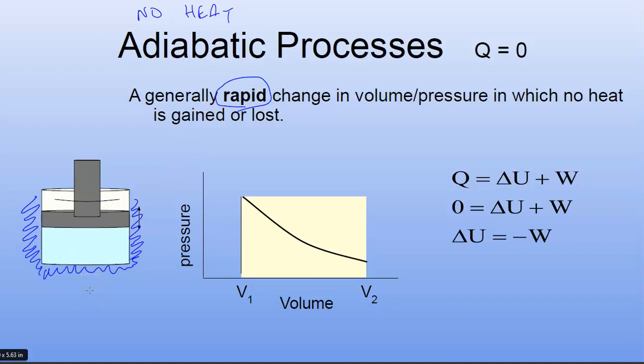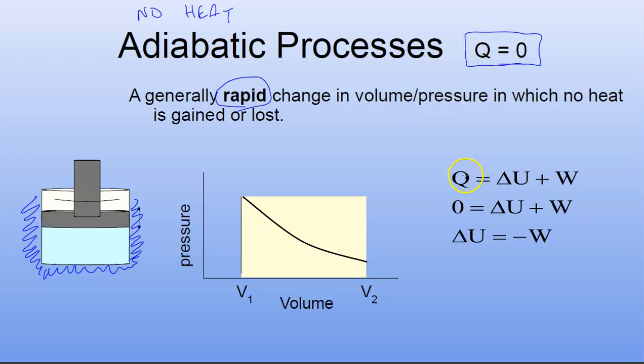So the isothermal happens slowly, and the adiabatic tends to happen quickly, or very well insulated. All right. Now all these are ideal cases, and real life is a little bit more messy than this, but these are the four we want to look at. Okay. Q equals 0 is the big thing here.